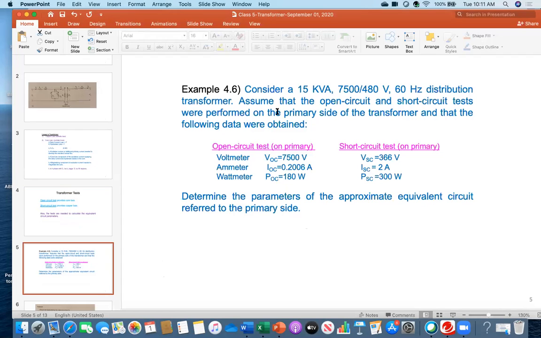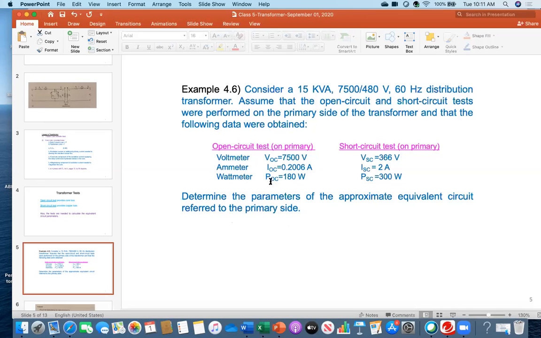For example, consider a 15 kVA 7500/480 volt 60 hertz distribution transformer. Assume that the open circuit and short circuit tests were performed on the primary side of the transformer and that the following data were obtained. You need three things: a voltmeter, an ammeter, and a wattmeter. You will be getting two sets of readings, one from the open circuit test and the other from the short circuit test. Based on this data, determine the parameters of the approximate equivalent circuit referred to the primary side.